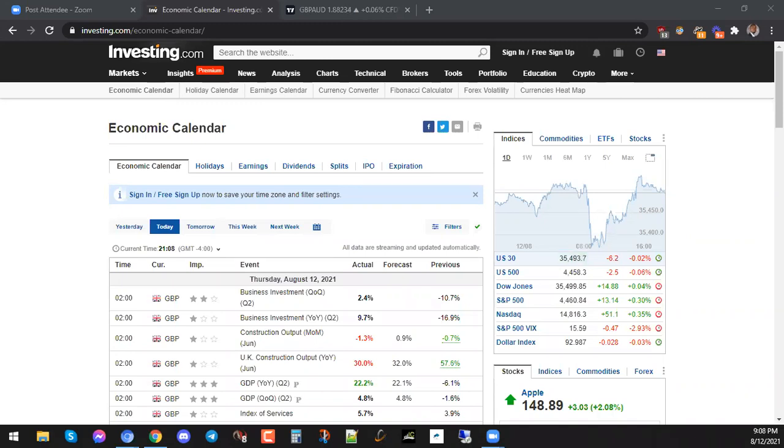All right, well, I'll show you something a little bit different. It does relate to high impact news events, but we're not looking at the time. We're not looking to find the volatility exactly at the time of the news event.